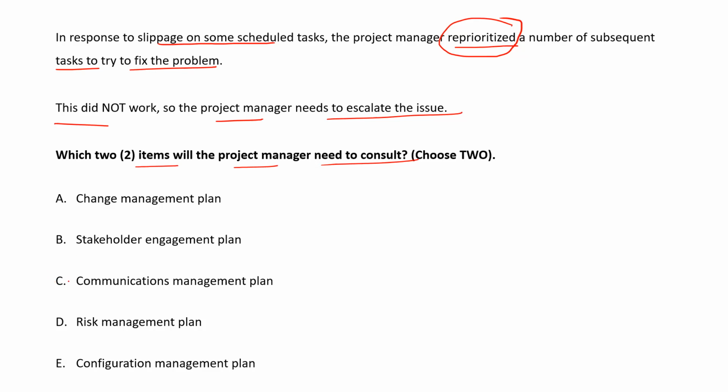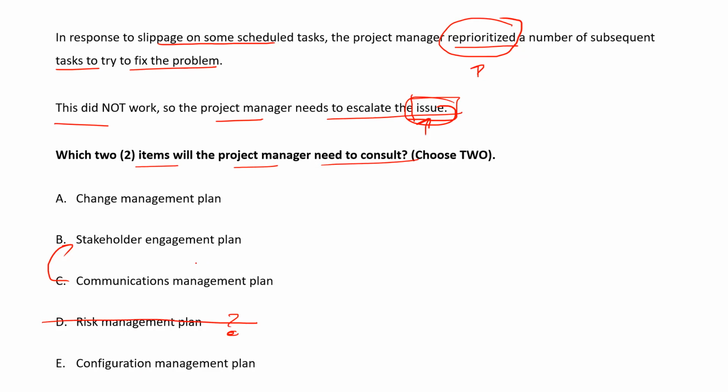Because communication management plan is a subset of it, right? Yes. But if you think like this, he wants to escalate this issue. Look, you have reprioritized and you're dealing with an issue. When you're dealing with an issue, risk management plan can be the answer. Risk management plan deals with the risk or the issue? Risk. Right. So when the question is about an issue, then D is out of the league.